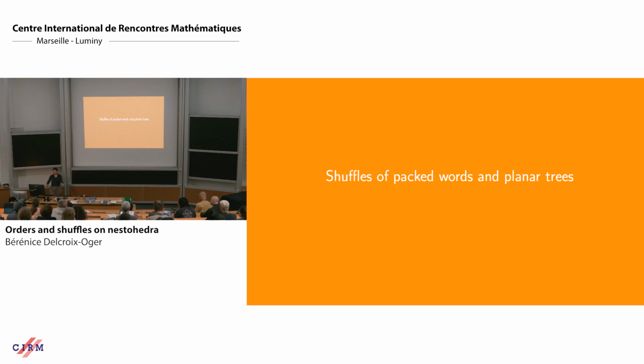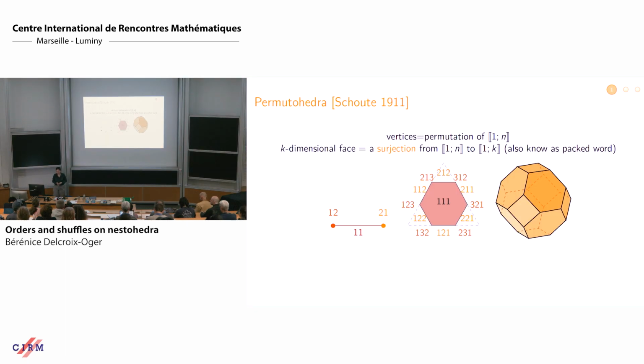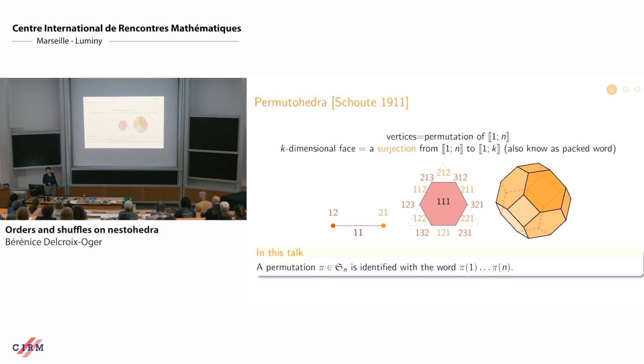So first, shuffle of packed words and planar trees. Most of you know permutohedra. Permutohedron is a polytope. Its vertices are indexed by permutations, and its edges are indexed by surjections or packed words. And as we saw this morning in Nathan's talk, permutations are represented as a word, pi 1 to pi m.